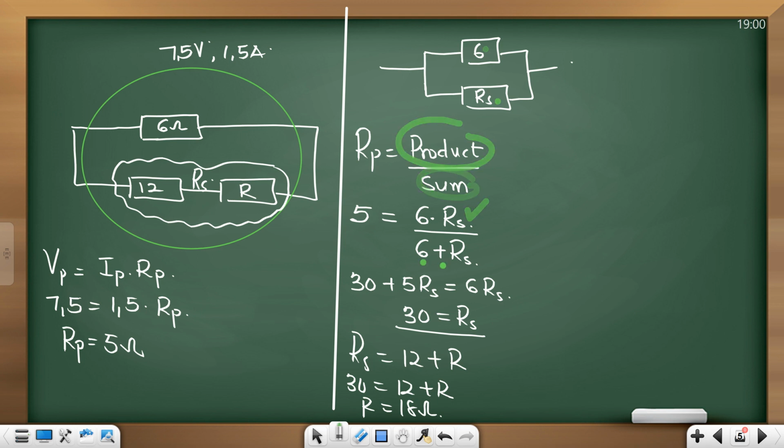What is the sum? 6 plus RS. But that is the total resistance, which is equal to what? Cross multiply, that gave me 30. We are saying 12 plus something should give me what? 30. What is that value? 18. Okay? Did that make sense?